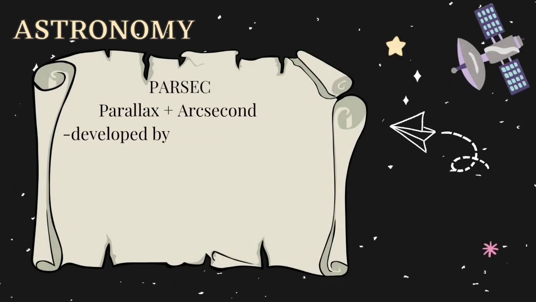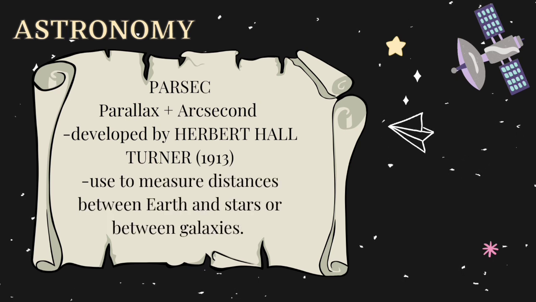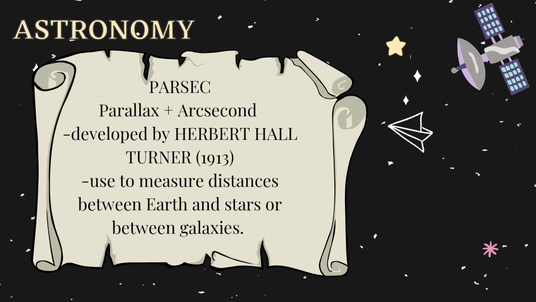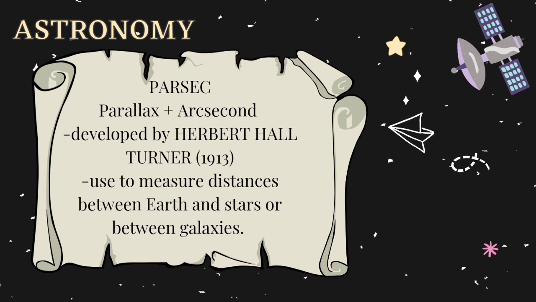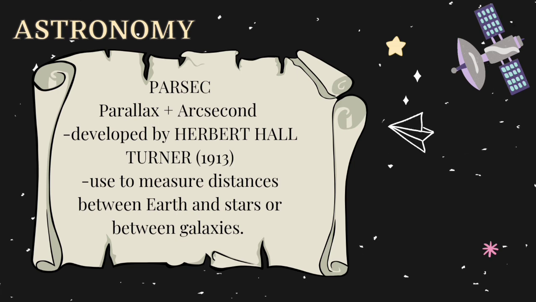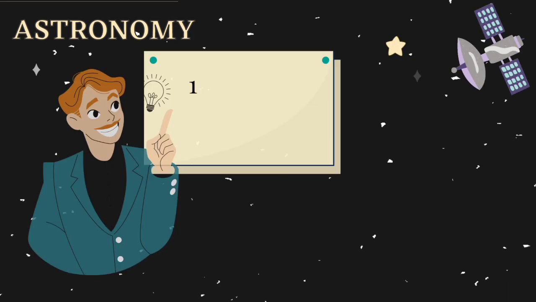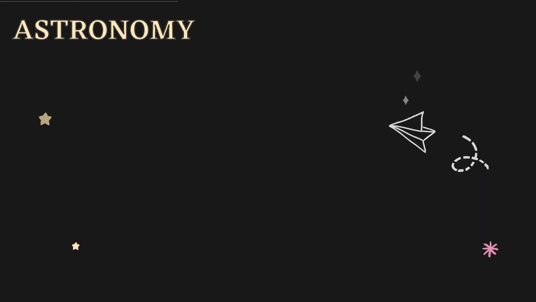It is a combination of the words parallax and arc second. It was developed by a British astronomer, Herbert Hall Turner, in 1913 in order to make it easier for astronomers to calculate distances in outer space. Today, the primary use for the parsec is to measure distances between the Earth and the stars and/or between galaxies. One parsec is about 3.26 light years.